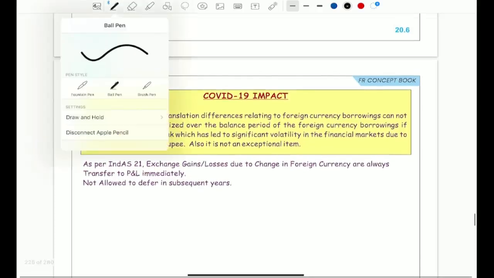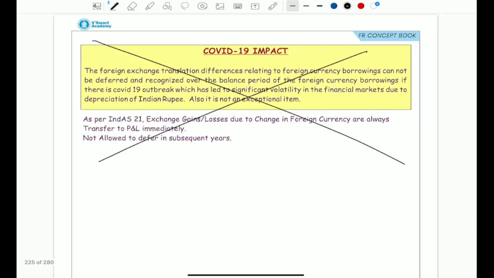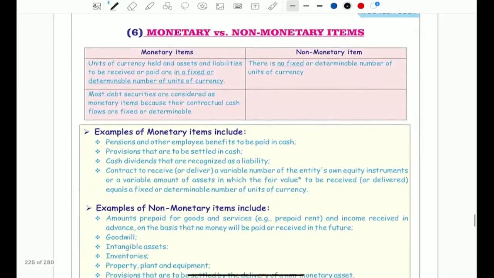COVID-19 points are not applicable now. Okay, COVID-19 related points are not applicable in any part of the syllabus. Don't worry. So whenever you see any COVID-19 point, please do not consider it. It is not applicable. Okay.